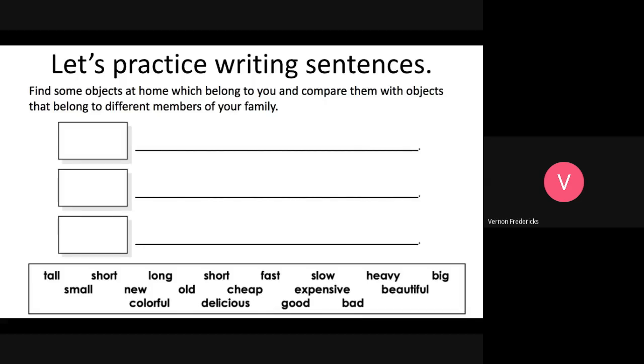So the first one is mobile phone. Use one of these adjectives at the bottom. Mobile phone, or just phone. Students, you have 1 more minute.